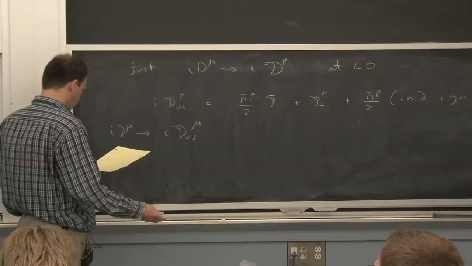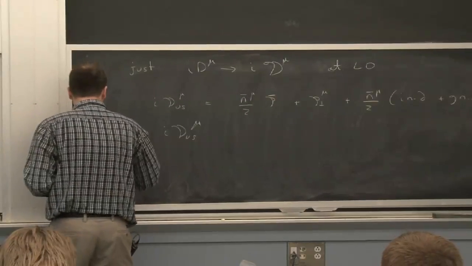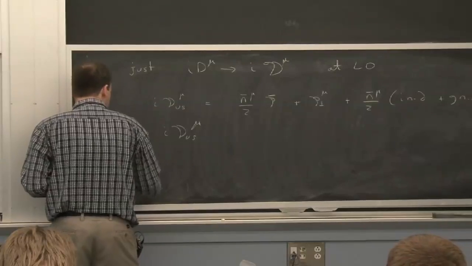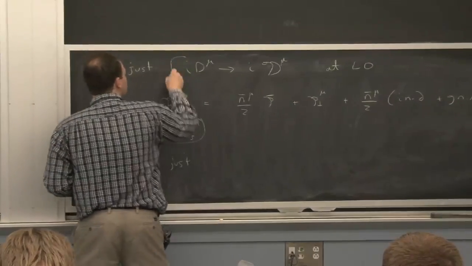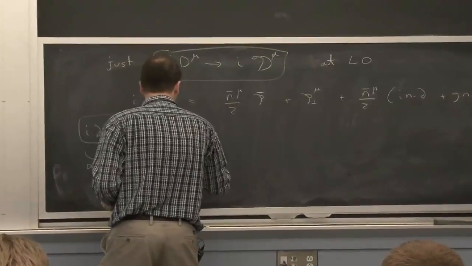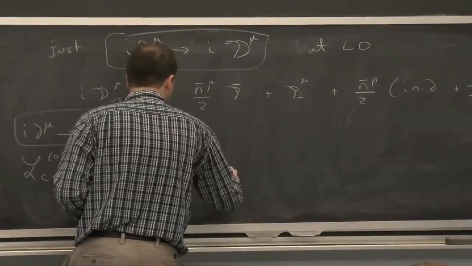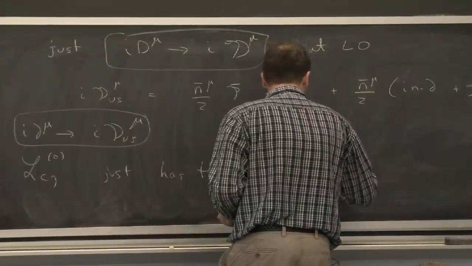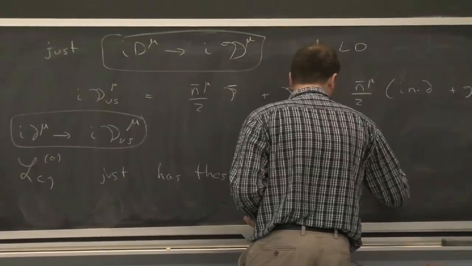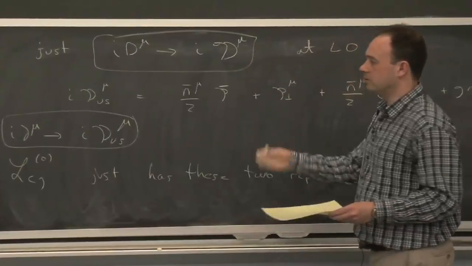All right, so we could write out what L_CG^(0) is, but it's just these two replacements. Since we're out of time, I'll just say that, and sort of write out the fields in the notation that we developed.